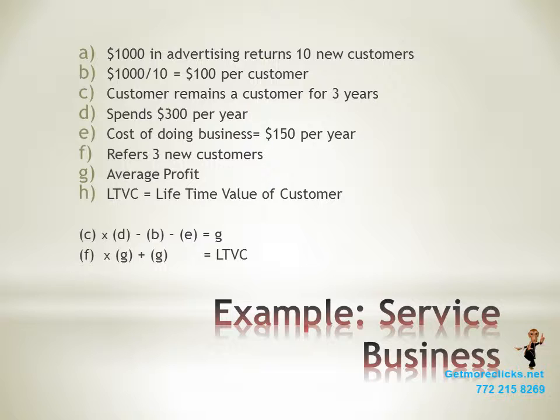The customer refers 3 new customers over that time period. That's 1 customer per year. I'm trying to be conservative here. So we finally wind up with G, which is the average profit of that 1 customer. So the formula below is this. We take C times D minus B minus E equals G, which is the average profit. To get the lifetime value of a customer, we take the 3 referrals, which is F, times the average profit of a customer, which is G, and then we add G, which is our original customer profit, to get to the lifetime value of a customer. Now, in the next slide, we're going to go into this in depth, and you're going to see that this is very, very important.